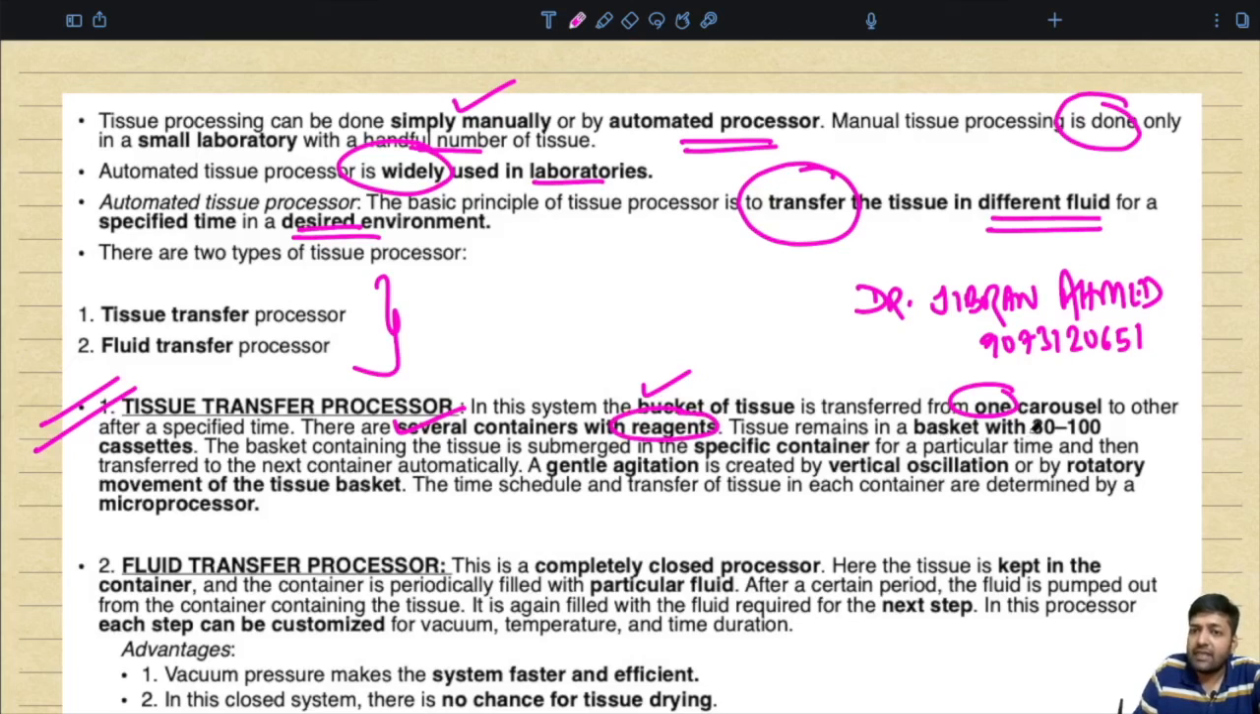The tissue remains in a basket full of cassettes. The basket containing the tissue is submerged in a specified container for a particular time and then transferred to the next container automatically. A gentle agitation is created by vertical oscillation or by rotatory movement of the tissue basket. The time schedule and the transfer of tissue to each container are determined by a microprocessor.